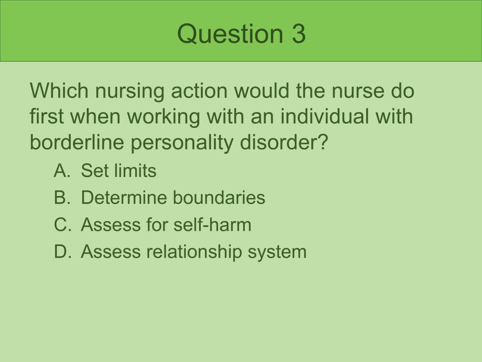Okay, question 3. Which nursing action would the nurse do first when working with an individual with borderline personality disorder? A, set limits. B, determine boundaries. C, assess for self-harm. Or D, assess for relationship systems. So the correct answer here is going to be C, assess for self-harm.